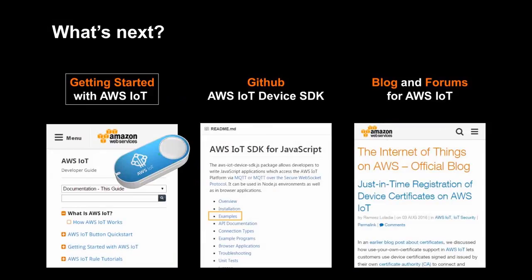So what's next? How can you go about getting started? We do have a Getting Started with AWS IoT. If you look at our documentation, there is a portion that covers configuring and getting started with the AWS IoT button. We also have our SDKs on GitHub. So if you said, I want to start using a different language or understand how certificates are used on a client, you can also use our SDKs to get started. And we also publish blogs and forums on AWS IoT, so you can find additional information there.